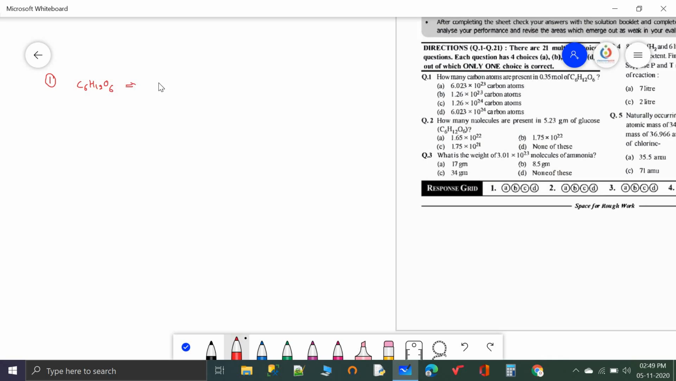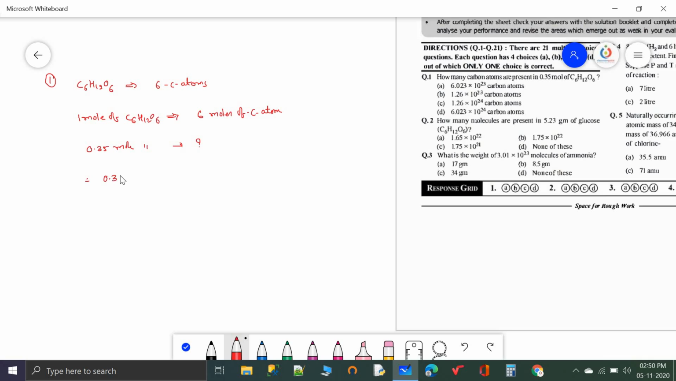C6H12O6 has 6 carbon atoms for each molecule. If you take 1 mole of C6H12O6, then there must be 6 moles of carbon atoms. But given is 0.35 mole. So 0.35 mole of C6H12O6 must have how many carbon atoms?